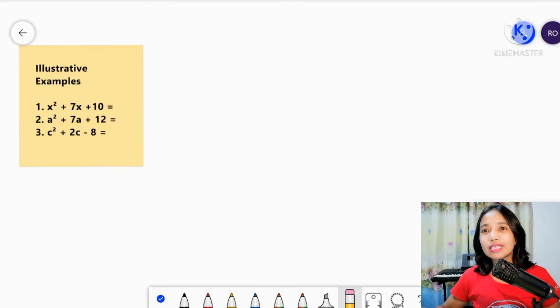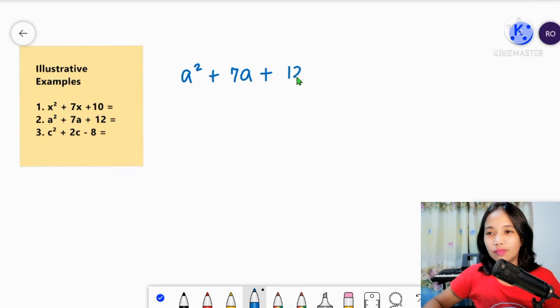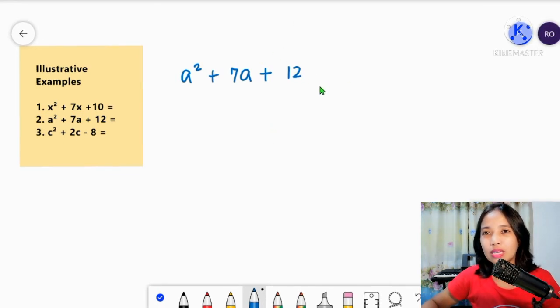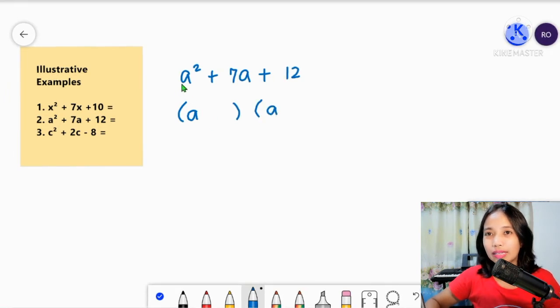Okay, so proceed na tayo sa example number 2, which is a squared plus 7a plus 12. Okay, following the same step, ang ating unang step is we factor the first term. So, ang factor ng first term are a, okay, with the missing other factor, and a. So, pinaghiwalay lang natin yung a squared.